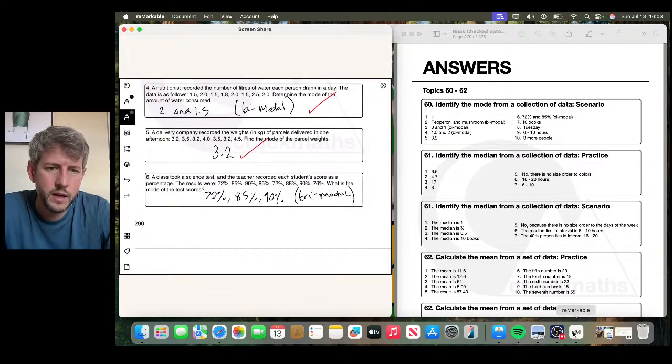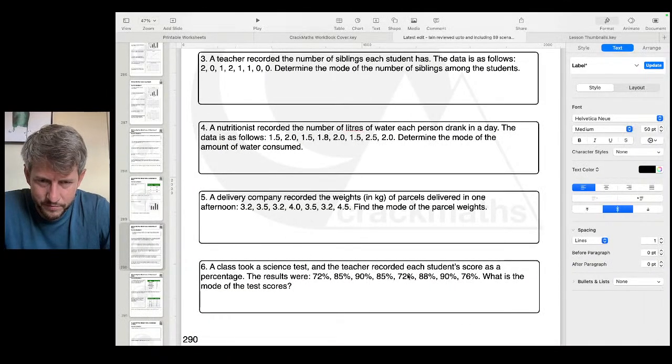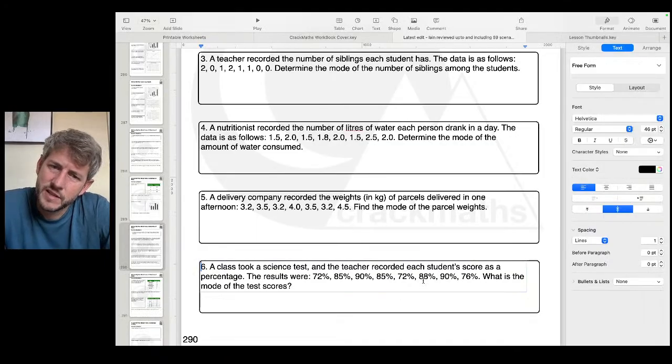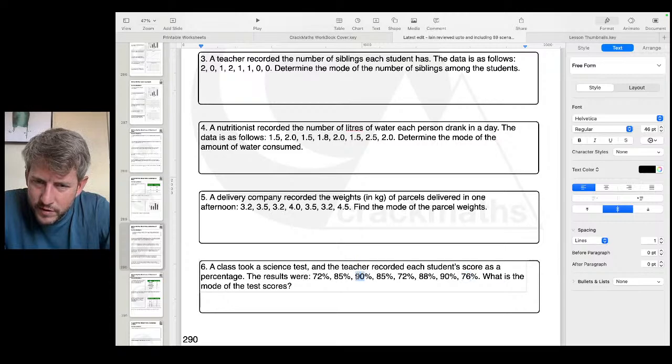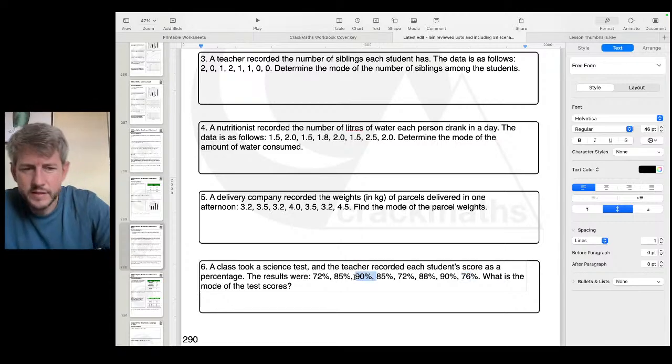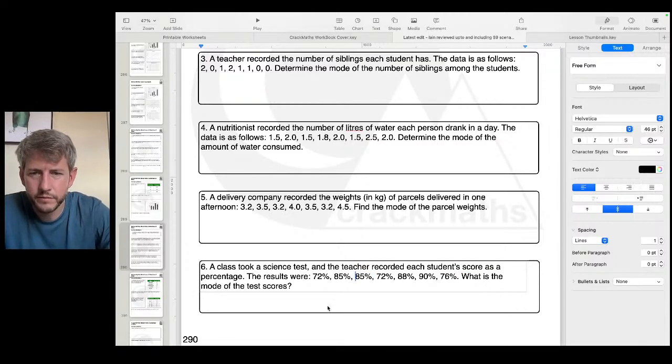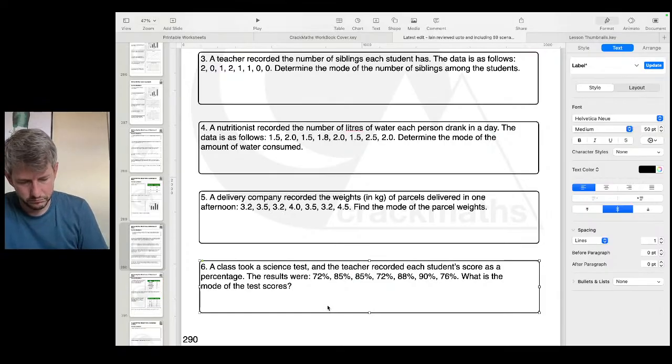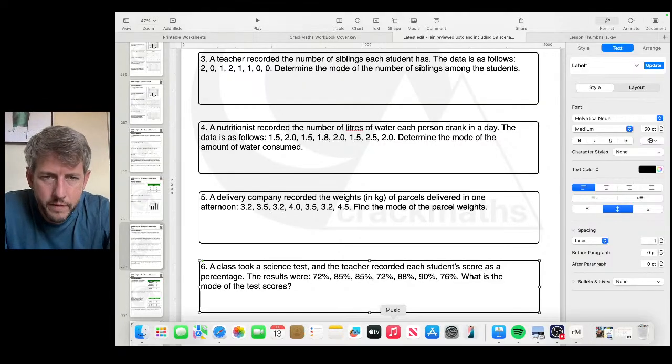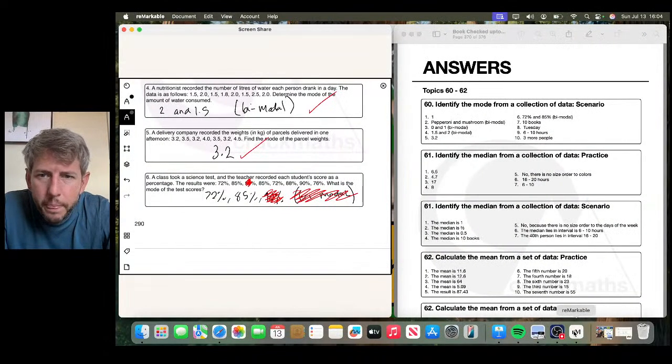Let's go to here, and let's just get rid of this one here. Let's get rid of this 90. I think that's the easiest. Okay, there we go. Get rid of the 90. Here we are. Right, that is that problem solved.